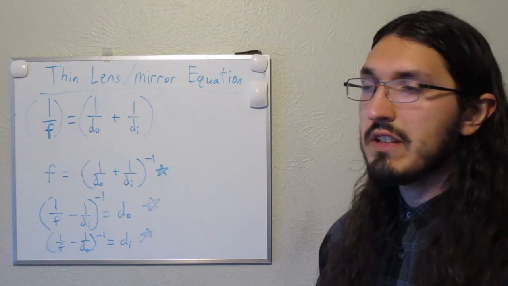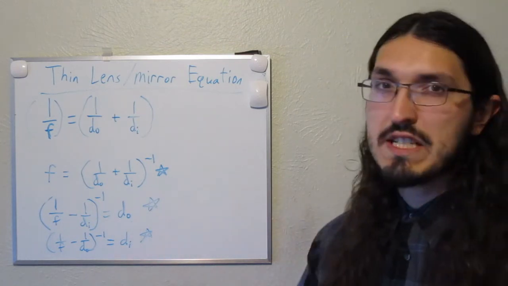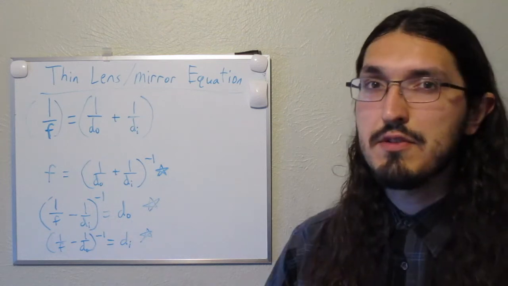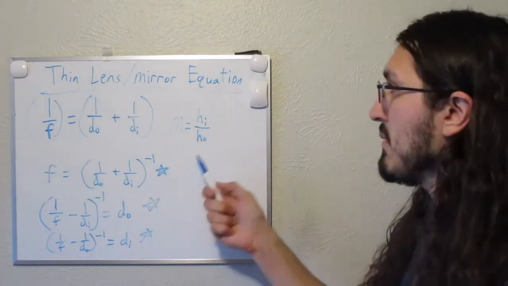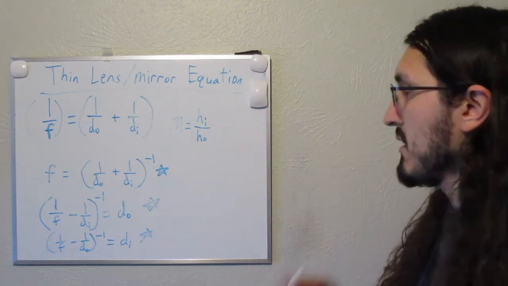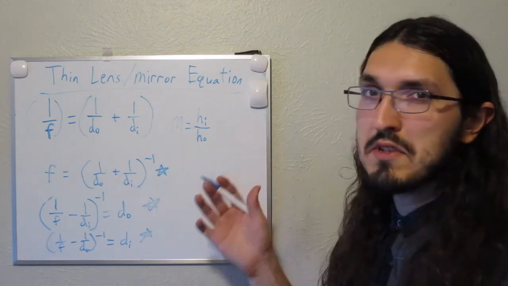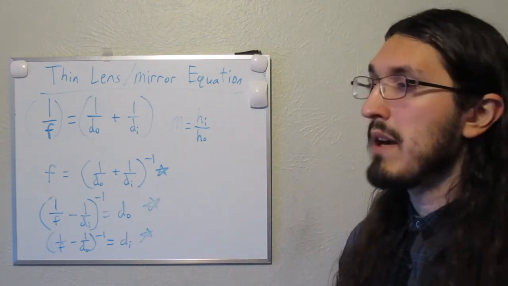Before I wrap up this video, I want to talk about the magnification equation, which tells us how big or small the image is in relation to the object. Previously I showed you that magnification is equal to the image height divided by the object height. There's another way you can find this, and that's that magnification is also equal to the negative image distance divided by the object distance.